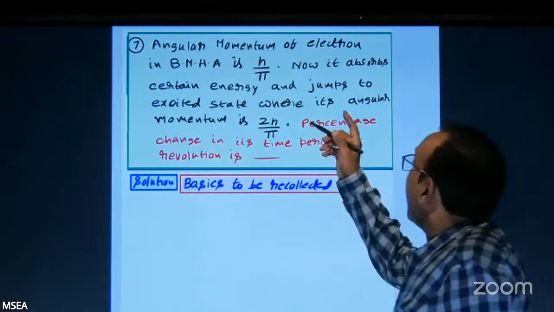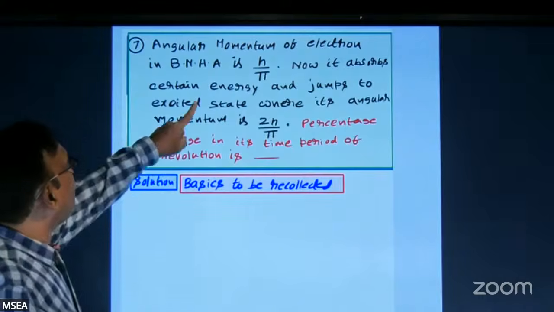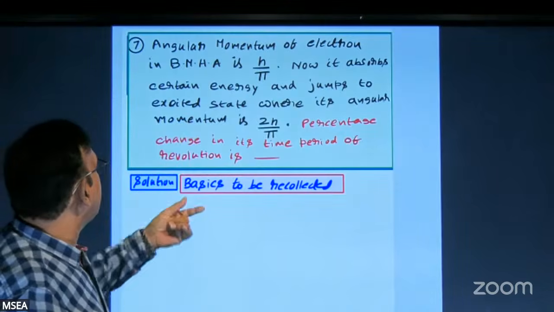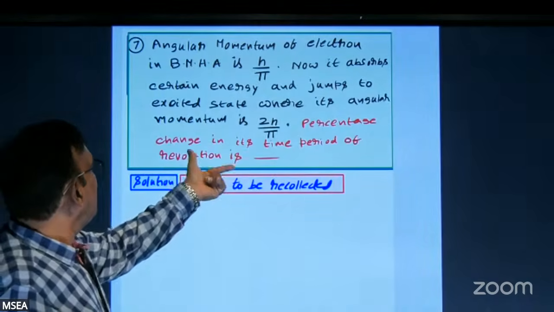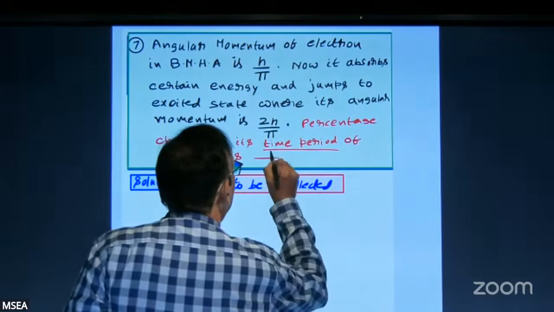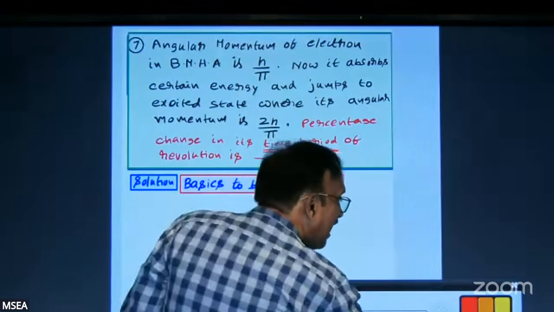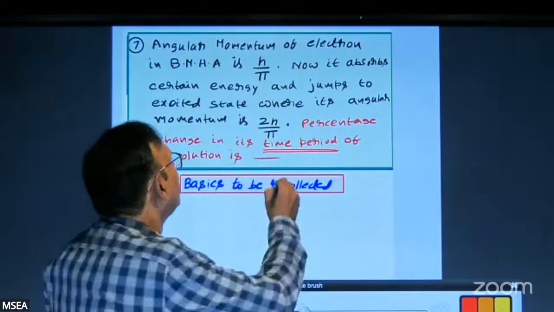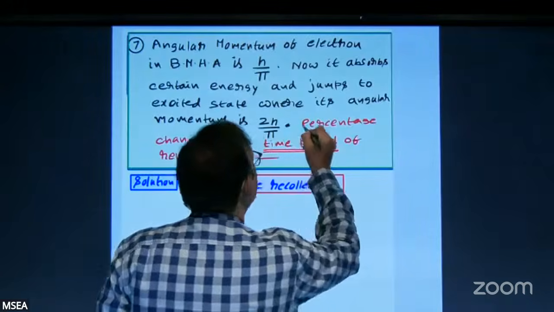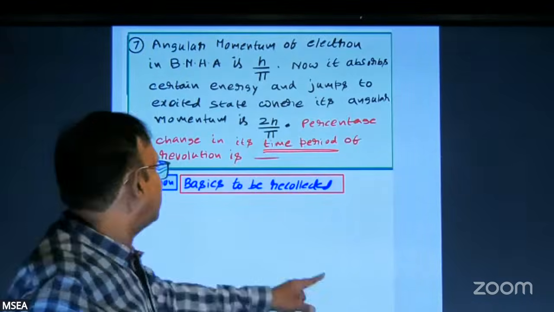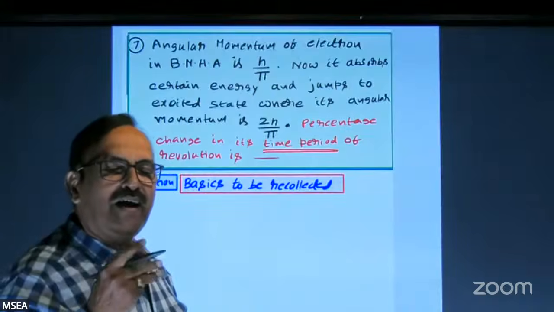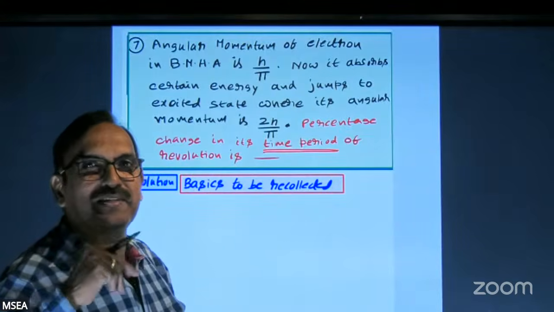Then see here. The angular momentum of the electron in Bohr's model of the hydrogen atom is h by pi. Now it absorbs certain energy and jumps to the excited state where the angular momentum is 2h by pi. What is the percentage change in the time period of revolution of the electron? The question appears to be 100% simple till this dot, but suddenly the wording changes, my dear friends. The percentage change in the time period of revolution of that orbiting electron. Very good question that examiners can pick up.